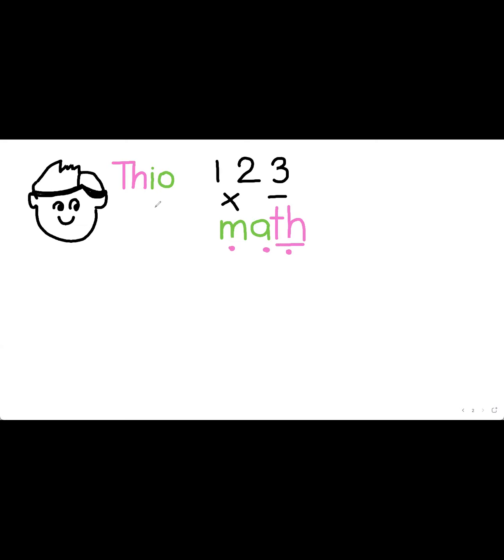Math. Okay, three sounds. These dots which I'm going to put are the number of sounds you have to say. Math. And for Theo, it's th, and then it's O. Theo. Okay, so the boy's name is Theo and his favorite subject to study is math.